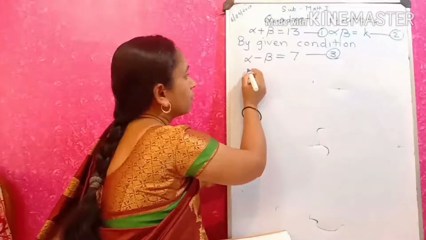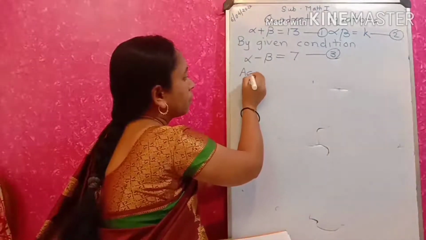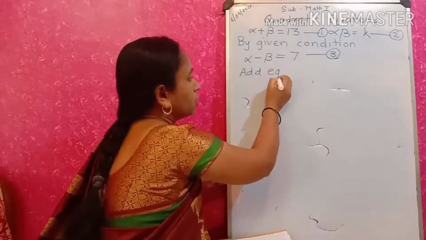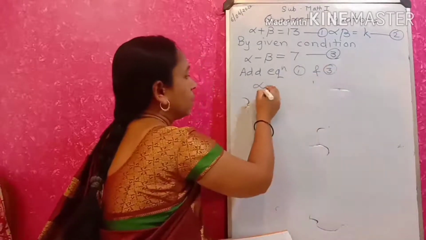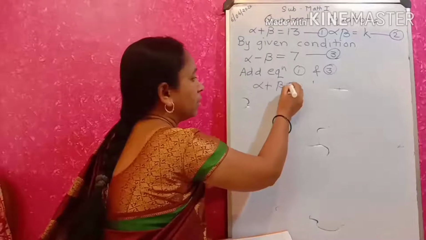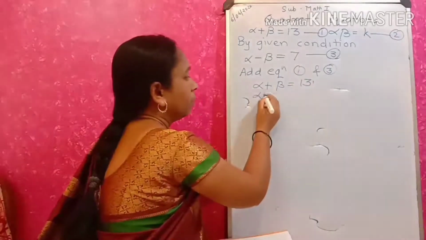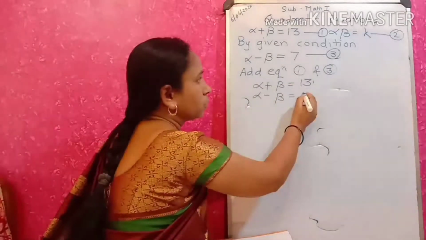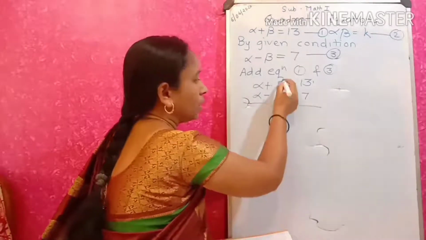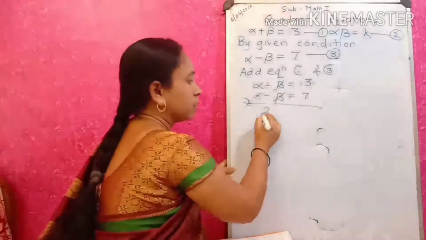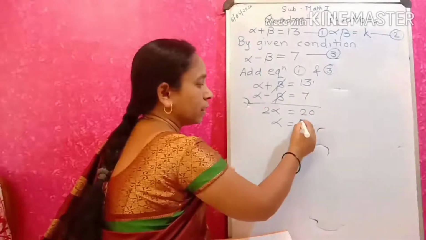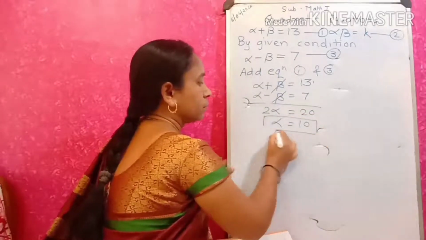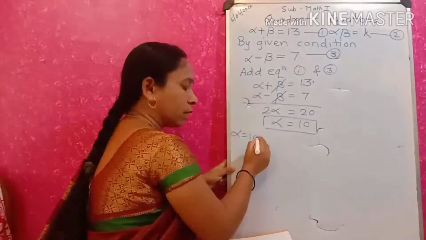So here I'll add equations 1 and 3. Alpha plus beta is equal to 13, alpha minus beta is equal to 7. After adding, beta will cancel. Here 2 alpha is equal to 20. Alpha is equal to 10. Alpha is equal to 10.